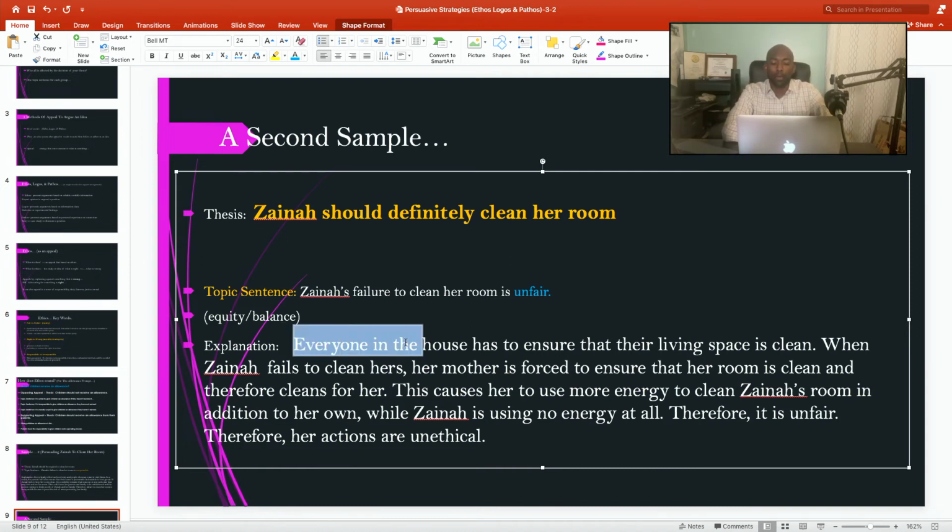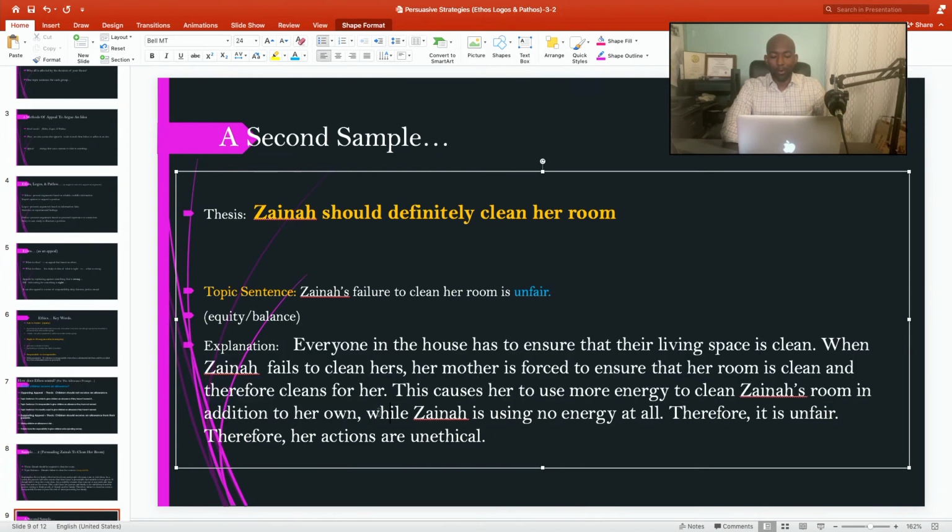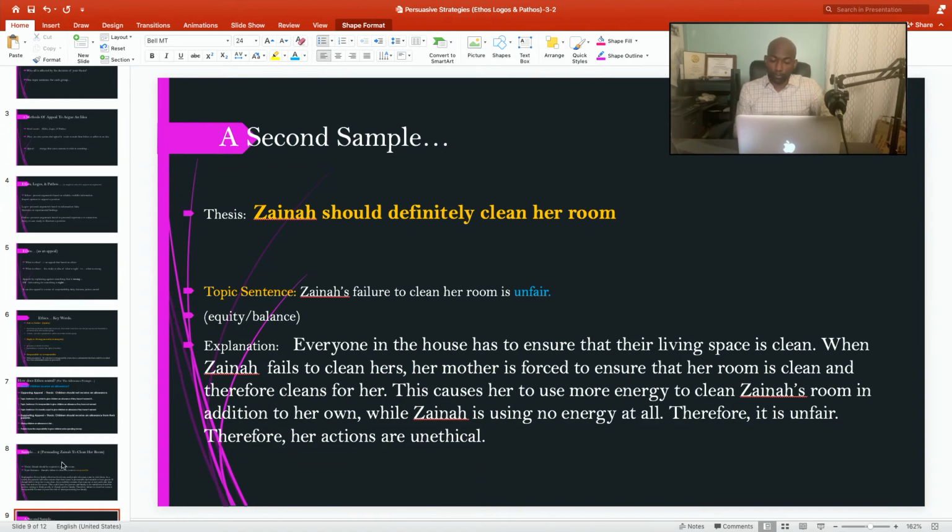If I read it, it says everyone in the house has to ensure that their living space is clean. When Zaina fails to clean hers, her mother is forced to ensure that her room is clean and therefore cleans for her. This causes her to use more energy to clean Zaina's room in addition to her own, while Zaina is using no energy at all. Therefore, it is unfair. Therefore, her actions are unethical. Okay? Well, just notice, we explain how it's unbalanced. Mom is exerting extra effort. Zaina is exerting no effort. And so that's unbalanced. You see? So we say it's unfair. Just recognizing that's what you have to explain for that key of ethics. You see what I mean?